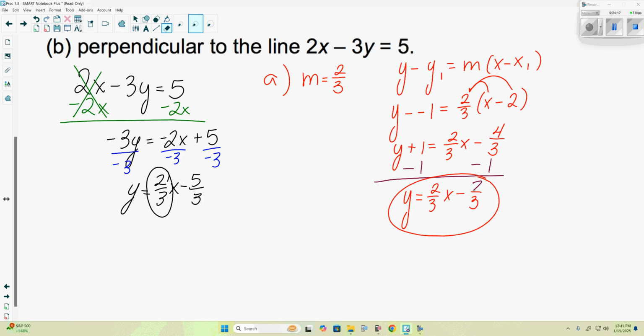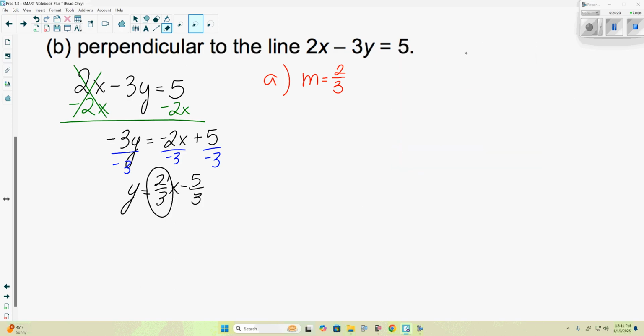We're ready to move on to B. Now for B, it's going to be very similar to what we did for A. But with B, our slope is the opposite reciprocal. So reciprocal means we're going to flip it from 2/3 to 3/2. And opposite means we're going to change it from positive to negative. If it was negative, it would become positive.